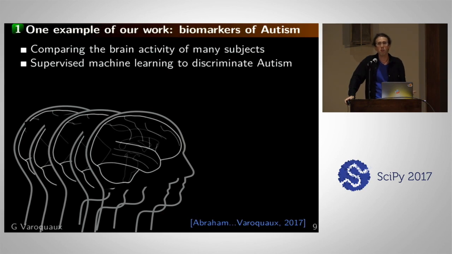To give you an example of work that we've done, we've been interested in biomarkers of autism. Can you look at the brain of someone and conclude whether that person is likely to have autistic syndrome or not? The way we work is we compare the brain activity of many, many different subjects, and then we use supervised machine learning, so basically computers, to learn how to discriminate autism from control.